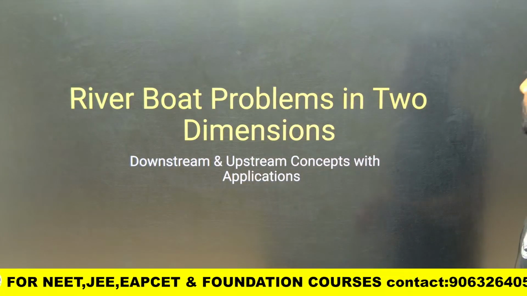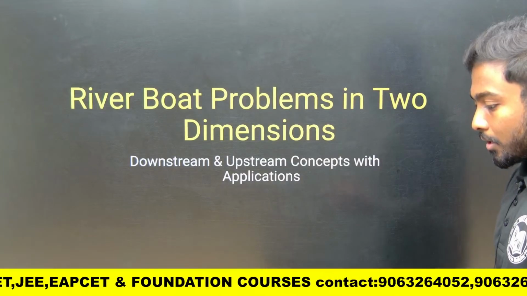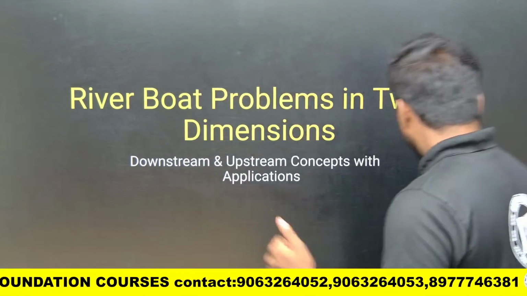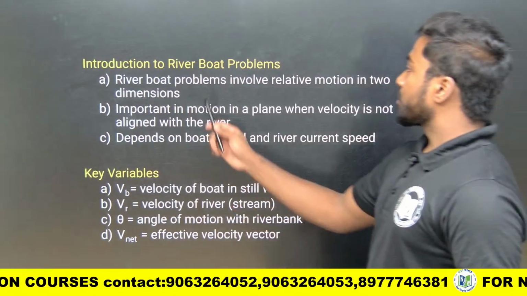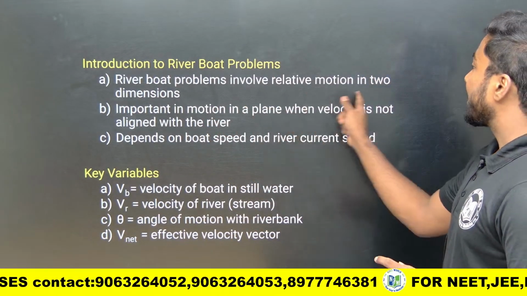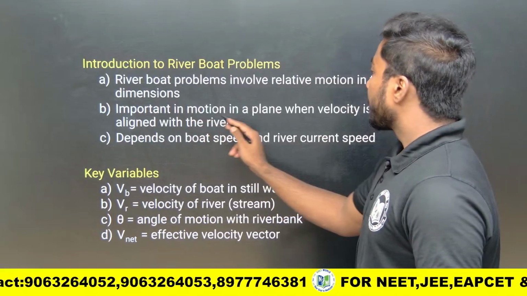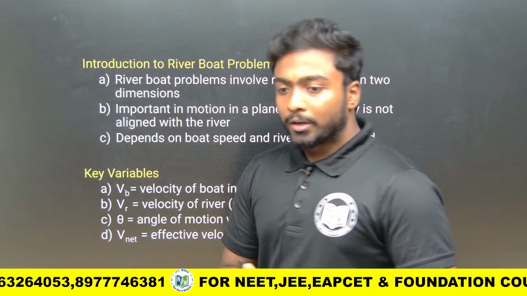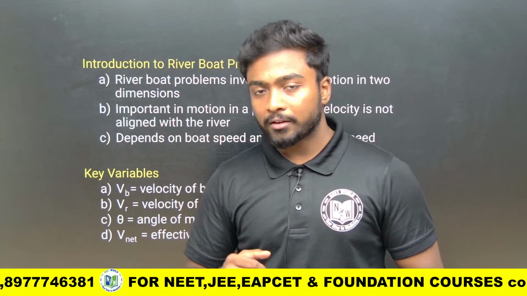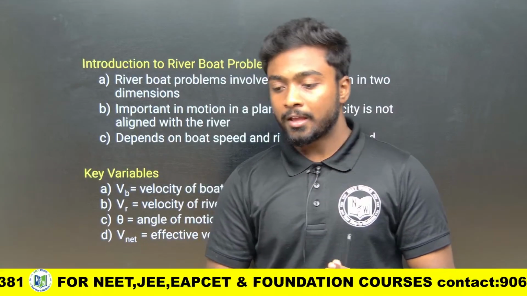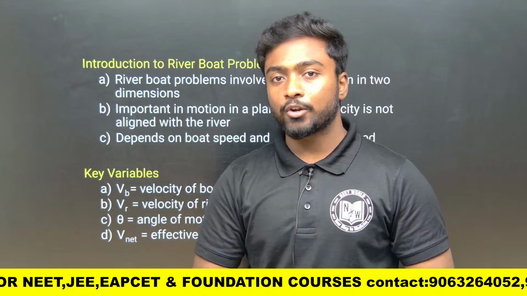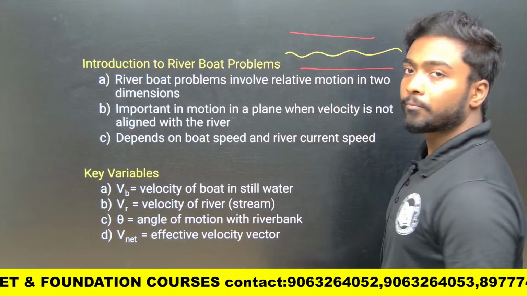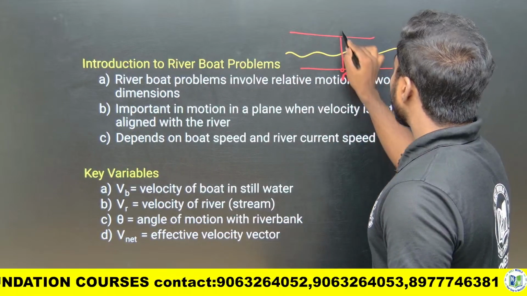Next is river and boat problem in 2 dimensions. See, river and boat problem, let me go into the slides first. The introduction to the river boat problem involves relative motion in 2 dimensions, important in motion in a plane when velocity is not aligned with the river. The thing is water is flowing in this direction, in horizontal direction, but you need to go in the vertical direction, right? Water is flowing, you need to go from point A to point B.